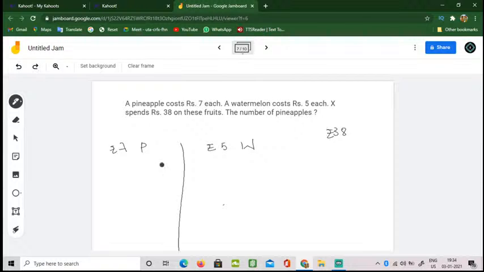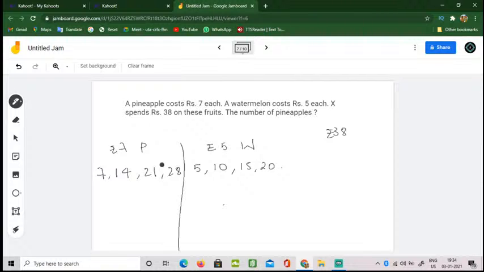Now let's see. If he has to buy one watermelon, he has to spend 5 rupees. And if he wants to buy two watermelons, he has to spend 10 rupees. Like that, it's the multiples of 5, like 15 and 20. And here it is the multiples of 7. If he wants to buy one pineapple, he has to spend 7 rupees. Two pineapples, 14 rupees. The third pineapple, 21, and fourth 28, and so on.